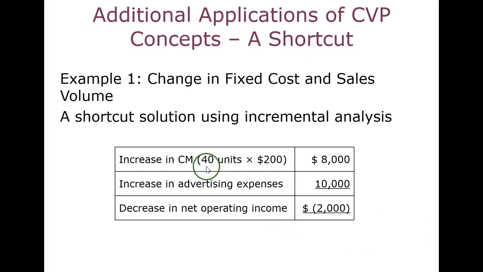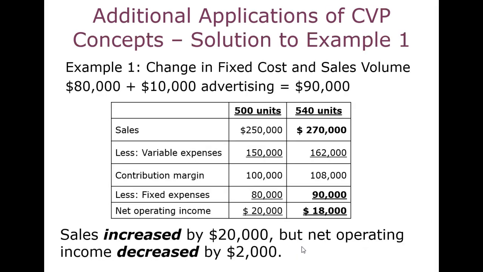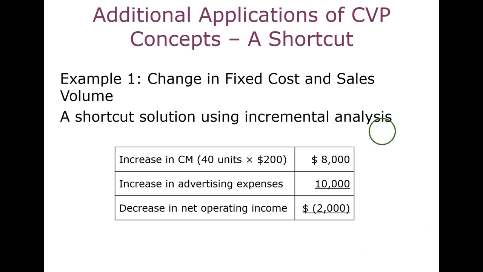Here's a quick way to compute that. If we sell 40 more units and the contribution margin is $200 per unit, that's $8,000 increase in contribution margin. We increased advertising expenses $10,000, so in effect we lost $2,000 if we made this decision. So let me go back up a slide. You can compute it the long way like we did here, or once you know the contribution margin ratio and you know the increase in fixed expenses, you can compute it quickly like this. A much more concise schedule, but you get the same result. In other words, we lost $2,000 with this decision.